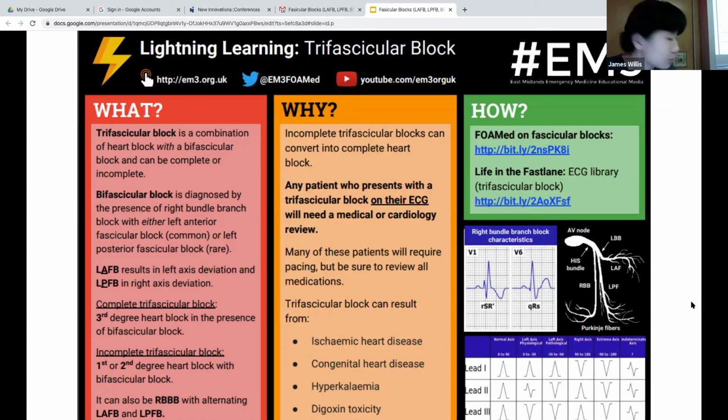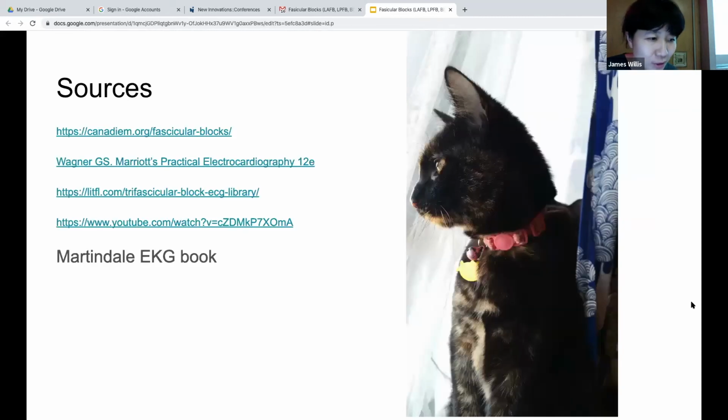reasons why we look for trifascicular blocks and why they can be important to a patient, especially when they're present with syncope or lightheadedness or other cardiac complaints. These are my sources and a very cute cat.